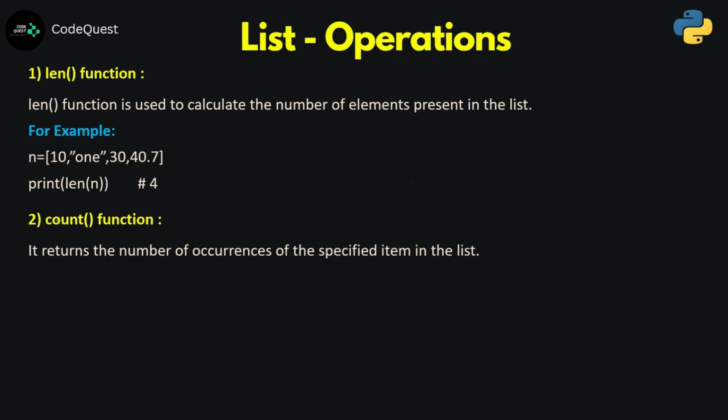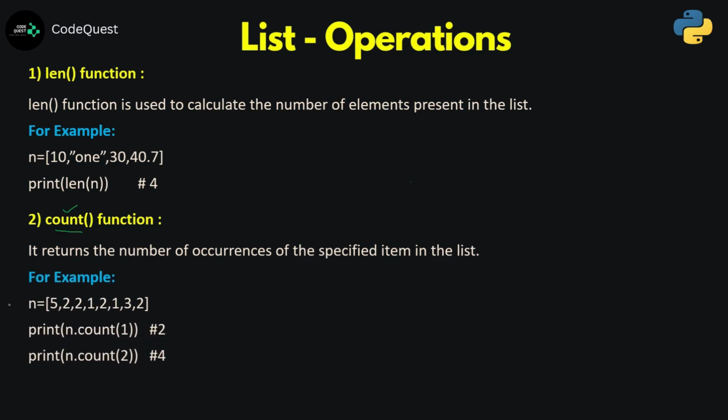Now, the second function is your count function. So, count function we can use in order to find out the occurrence of a particular item in the list. So, if you want to verify how many times a particular item appears or is available inside a list, we can take the help of this count function. Now, how can we use it? Let's say we have taken one list carrying a set of elements. Okay, we have taken numeric values here. You can take any set of elements because it is heterogeneous, right?